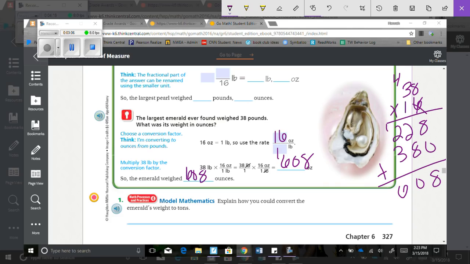Explain how you could convert the emerald's weight to tons. There are 2,000 pounds in a ton, and the emerald weighs 38 pounds. So we would multiply 38 by 1 ton over 2,000 pounds. That would be our conversion factor.